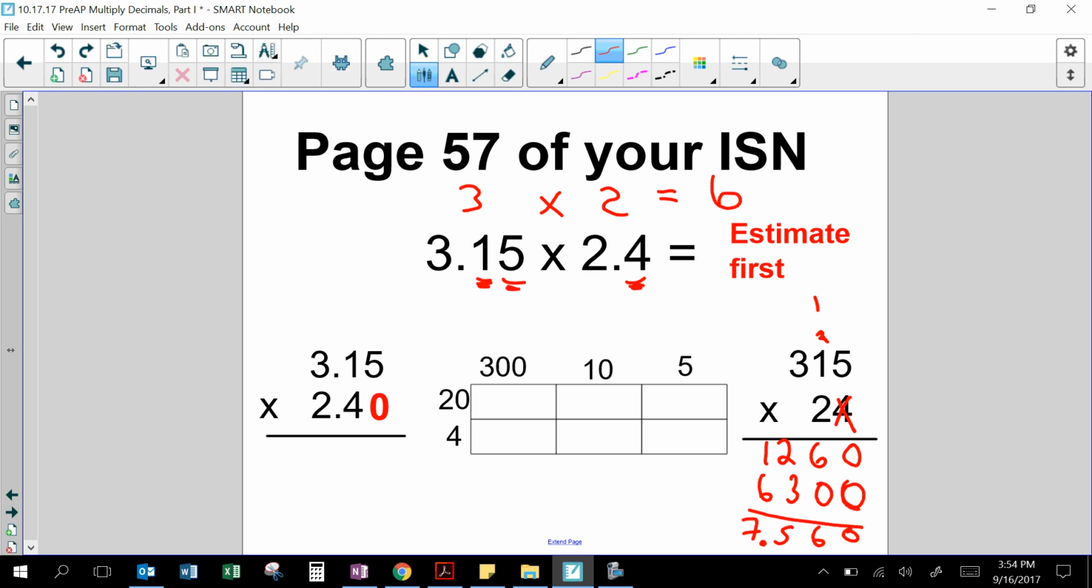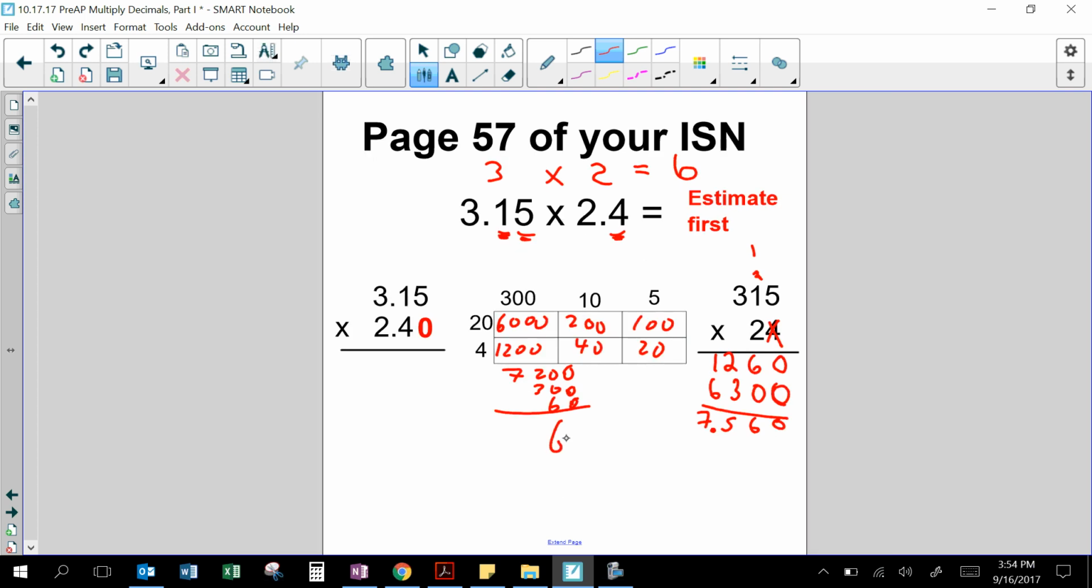If you prefer the partial product, 20 times 300 is 6,000. 20 times 10 is 200. 20 times 5 is 100. 4 times 300 is 1,200. 4 times 10 is 40. 4 times 5 is 20. So what's 6,000 plus 1,200? That's 7,200. What's 200 plus 100? It's 300. What's 40 plus 20? That's 60. I kind of like partial product. So 7,560. And there are 3 places here.